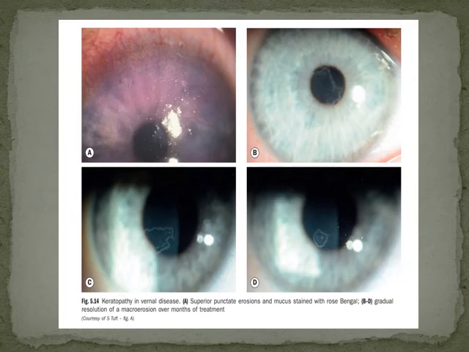So treatment, how will you treat? Local therapy involves topical steroids. We usually use milder steroids, and also we can use mast cell stabilizers or topical antihistaminics. Systemic therapy involves oral antihistaminics or oral steroids. The treatment usually depends on the severity and clinical correlation.